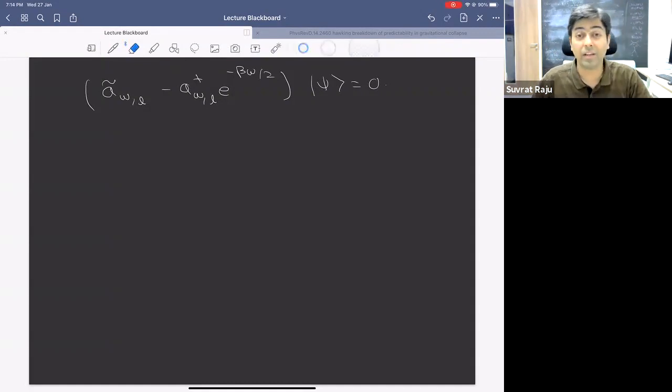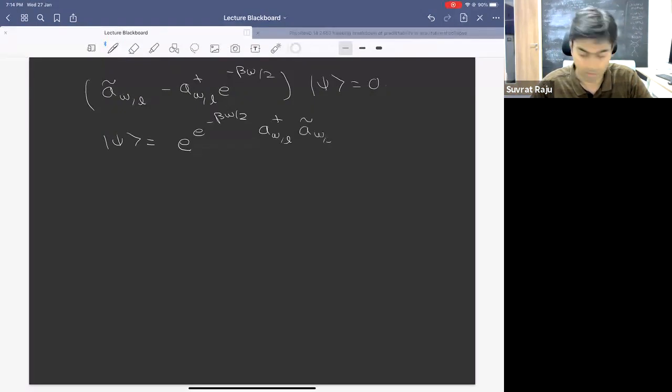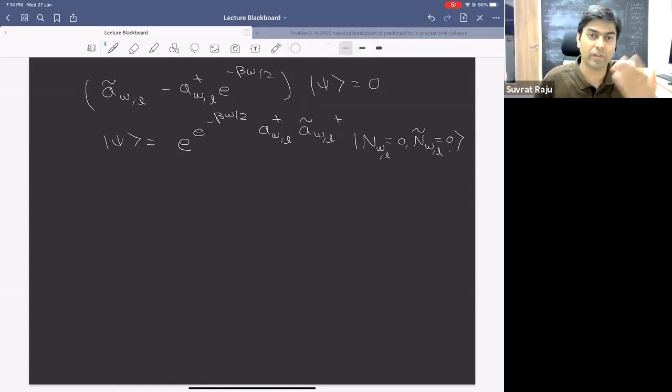and not on the state of the system otherwise. Then you can solve this equation, and you will find that the state of the system that satisfies this kind of an equation is this state, acting on the state n omega equal to 0 and n tilde omega equal to 0. Okay? So if you start with the vacuum of these simple harmonic oscillators, then because these simple harmonic oscillators are entangled with each other in a particular way, because they obey a certain relation, you can determine what the state of these two simple harmonic oscillators is, forgetting about what the state of the rest of the system is.